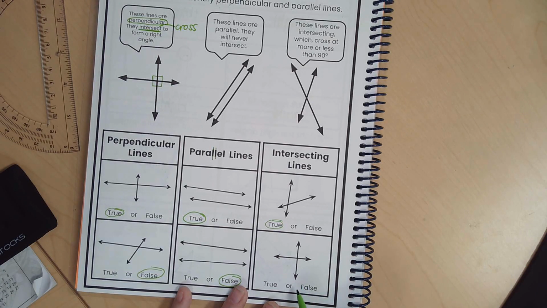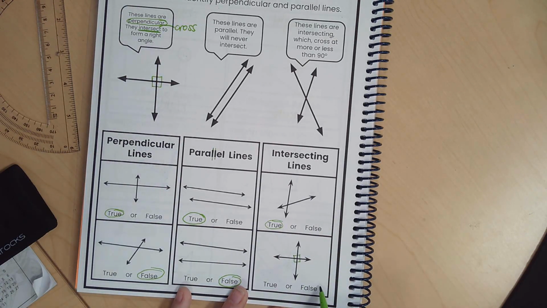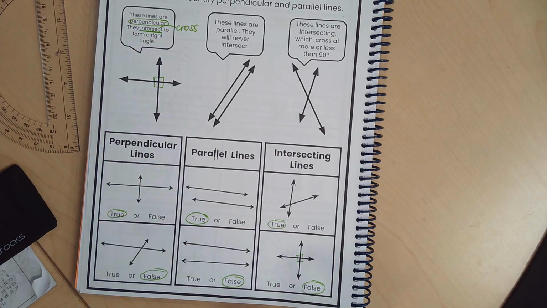These ones, you can see your 90 degrees all the way around. So that is false. They're not intersecting lines, okay? All right, so let's look over here.